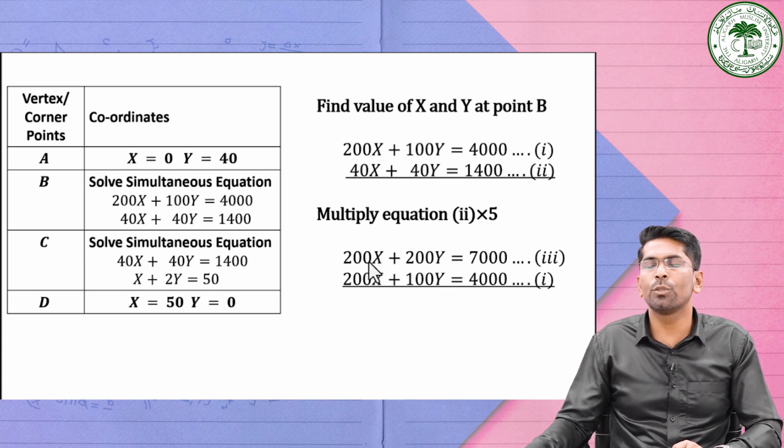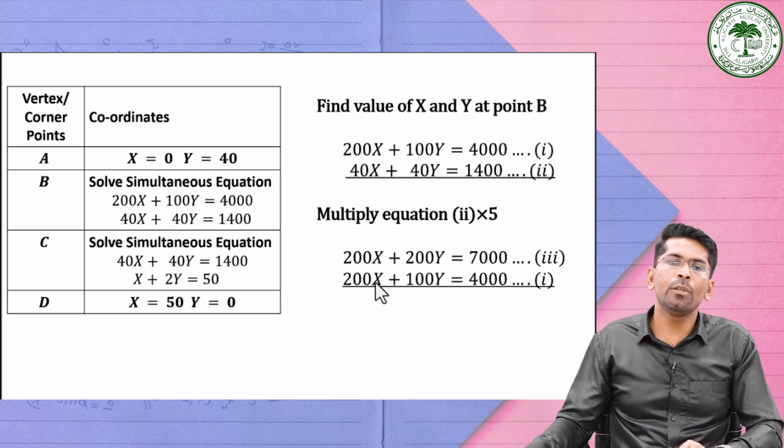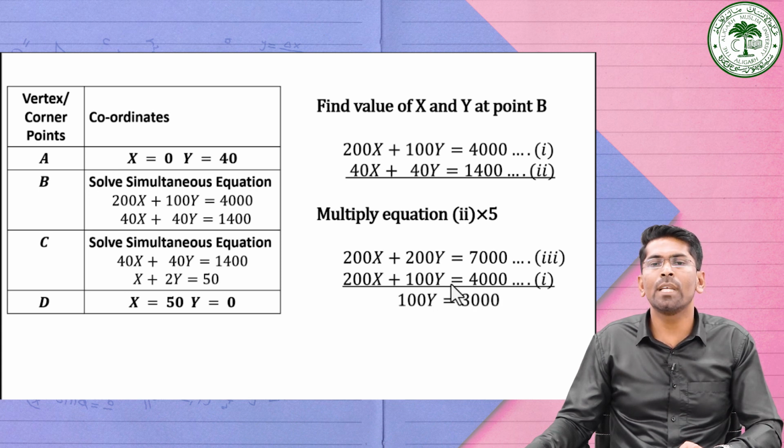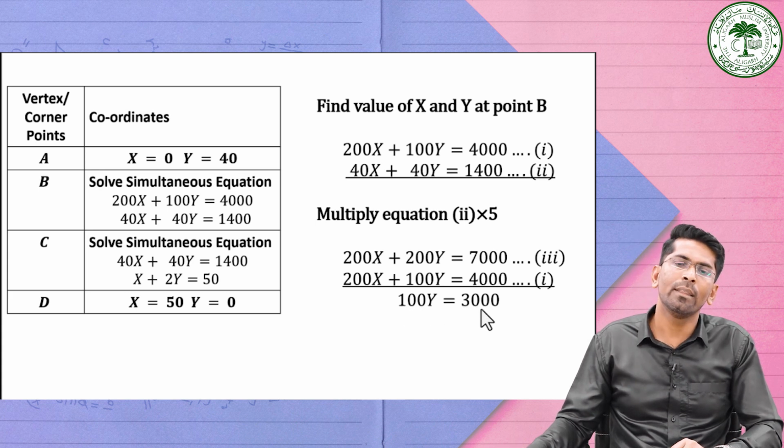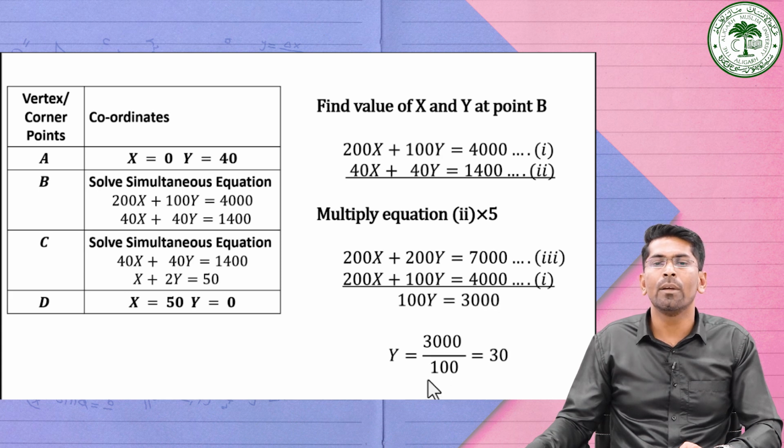So 200x minus 200x is cancelled out. Then 200y minus 100y becomes 100y, which is equal to 7000 minus 4000, which is 3000. Dividing both sides of the equation by 100, y is equal to 3000 divided by 100, which is 30. Now we can substitute this value of y equal to 30 in any one of the equations.